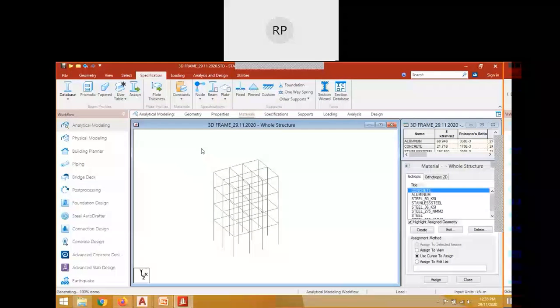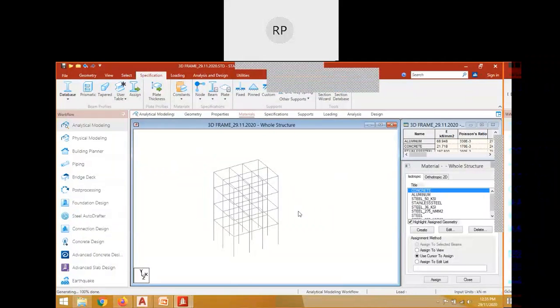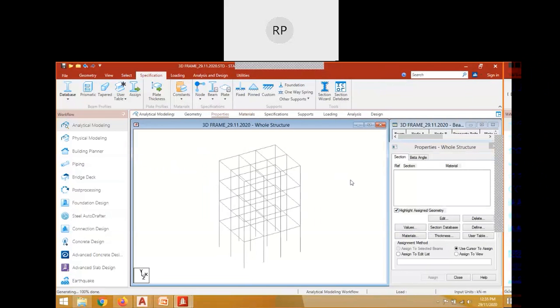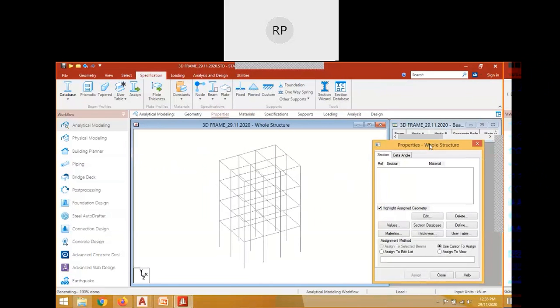Now, the next step is to assign this whole model this material, along with the properties, right? So just go for the definition of the properties. For that, in the same thing, you will find the properties specification. So go to the properties. Once you open that, here you will find a window where you can define your properties of the structure. That means properties means dimensions of the structural elements like your beams and columns, right?